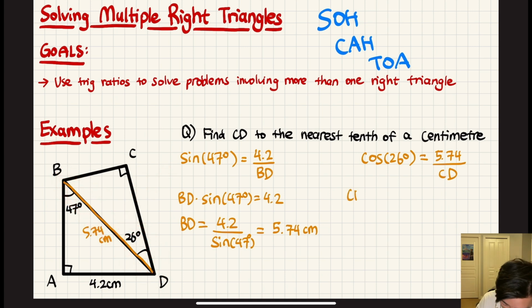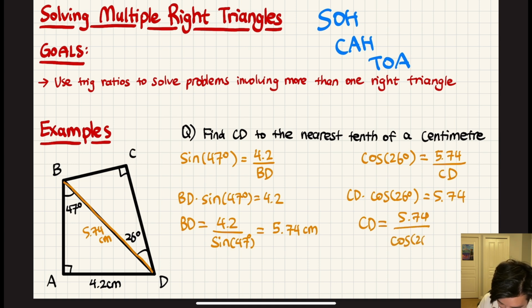Similarly, we multiply everything by CD to get rid of any fractions. Next, we divide both sides by cosine of 26 degrees to isolate CD. That gets us 6.4 centimeters. The question is asking us to round to the nearest tenth of a centimeter. Our actual answer from the calculator is 6.3863 and so on, so we round it to 6.4 centimeters. That's all there is to it. All we're doing in these questions is using the information from one triangle to fill in what we don't know in the other triangle.